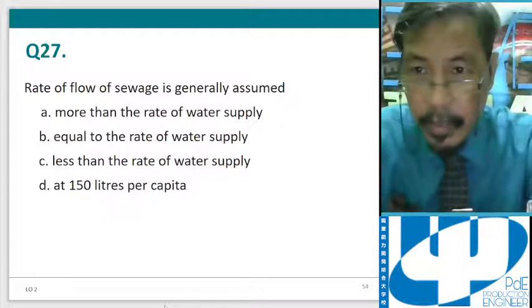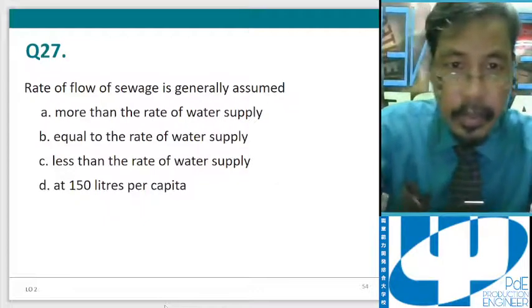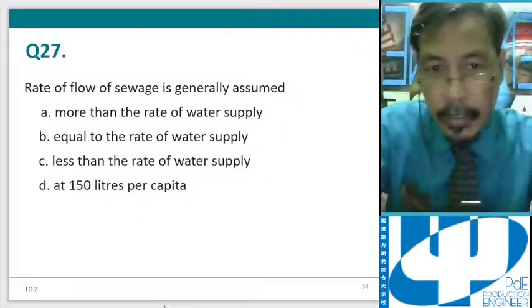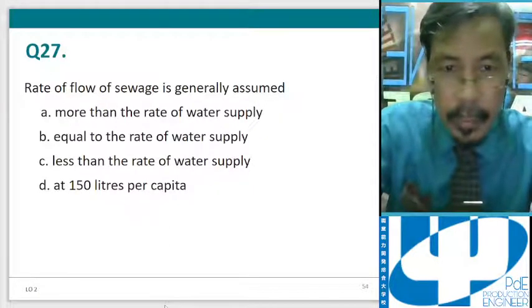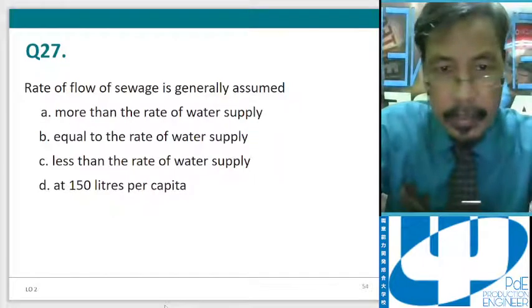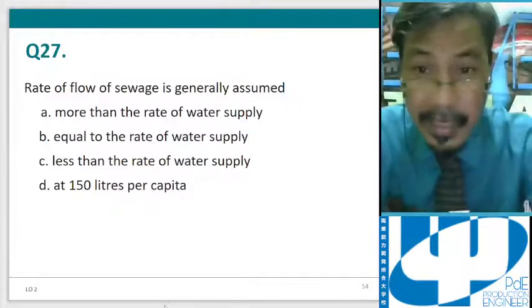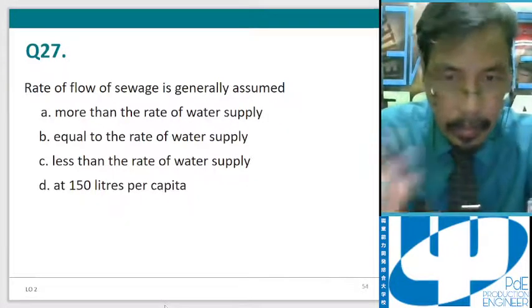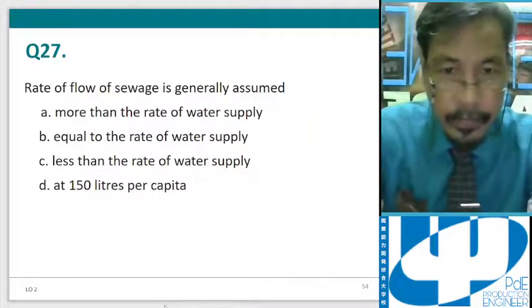Question 27. The rate of flow of sewage is generally assumed A, more than the rate of water supply, B, equal to the rate of water supply, C, less than the rate of water supply. This is less than the rate of water supply. The rate of flow of sewage is less than your water supply.